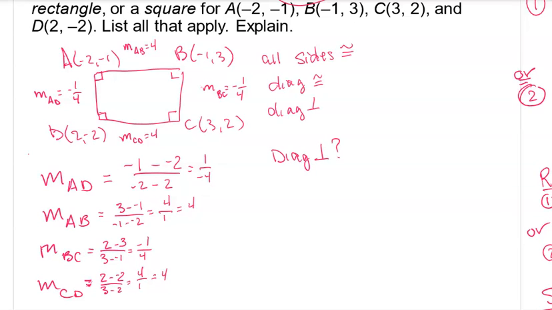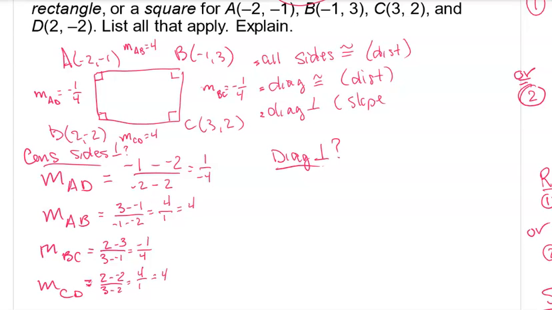So this one, I wanted to figure out if consecutive sides are perpendicular. And I could have done any one of these. It would have been fine. If I wanted to figure out all sides were congruent, just use the distance formula. Same thing with this one. But this one, you'd want to use slope. So I'm going to figure out the slope of diagonal DB. And then I'm going to figure out the slope of AC.